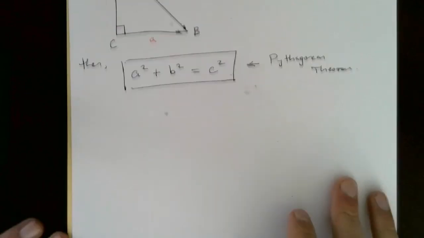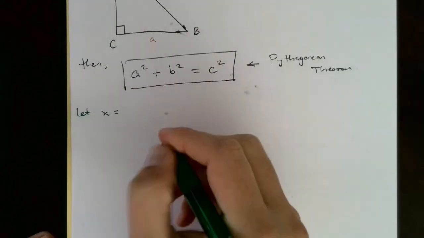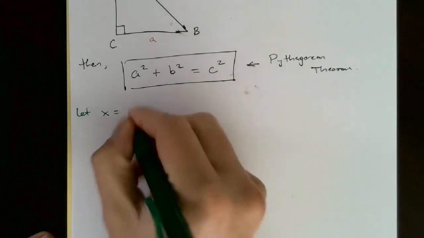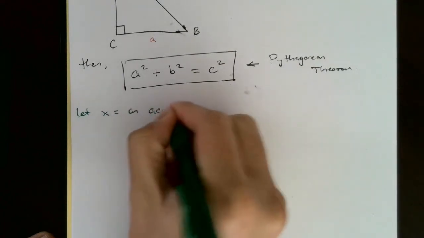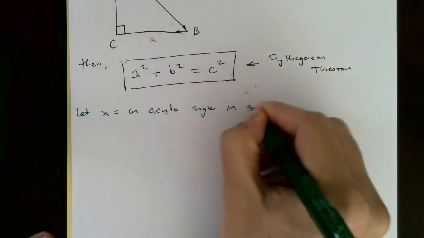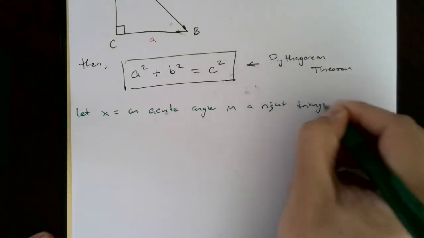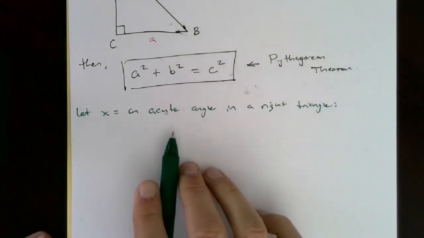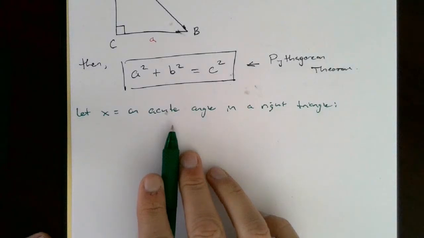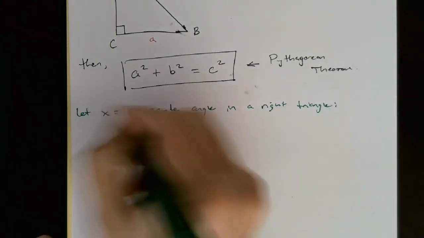So suppose I let x equal an acute angle in a right triangle. Now when I say that, an acute angle is not the 90 degree angle. So it's one of the other angles, because an acute angle has to have a measure less than 90 degrees.